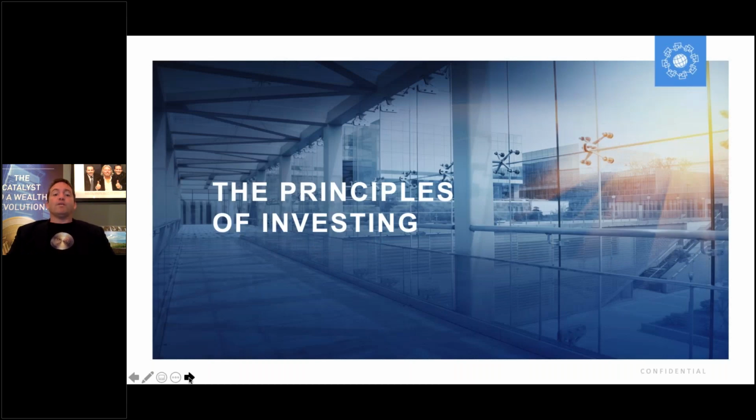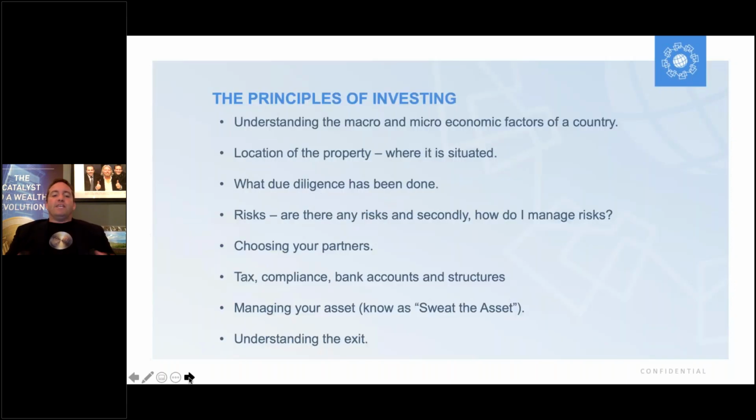So let's look at the principles of investing. Now, I've only been doing this for 20 years. I've helped some of the wealthiest people invest from 133 countries around the world. And I'd have to say, I'd have to be an idiot not to spot patterns. And so these are the 8 major things that you need to consider when taking into account property investing, whether it's local or international. Firstly, you need to understand the macro and microeconomic factors of a country. You need to understand the location of a property, where it is situated. You need to understand the due diligence that is being done. You need to understand the risks.